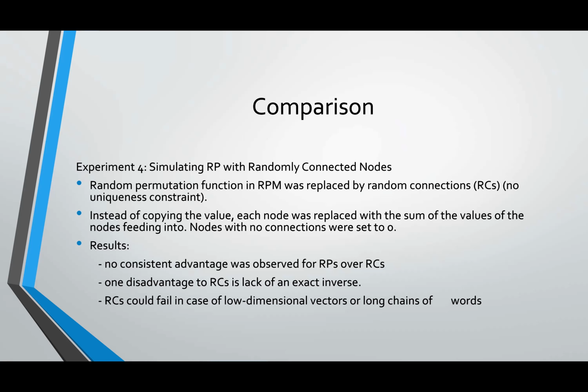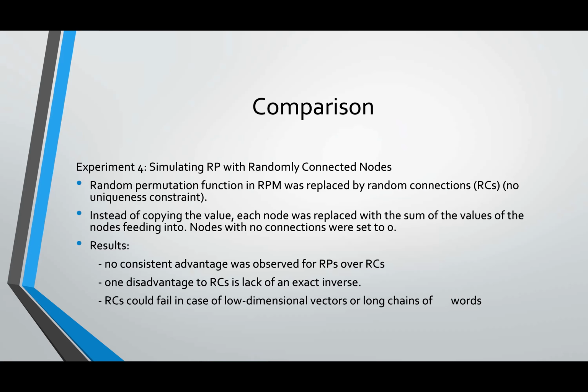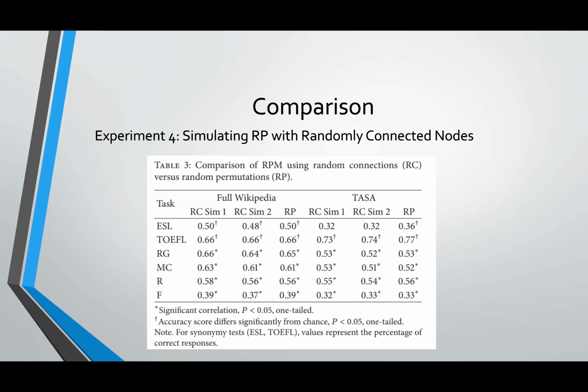But a big downside to using RCs was found. They lack an exact inverse function, which means that it's more challenging to reverse the process and retrieve original information, which is very crucial in the models. Another limitation they observed with RCs was their potential to fail in scenarios involving low-dimensional vectors or long chains of words. So here are the findings they got. Next.